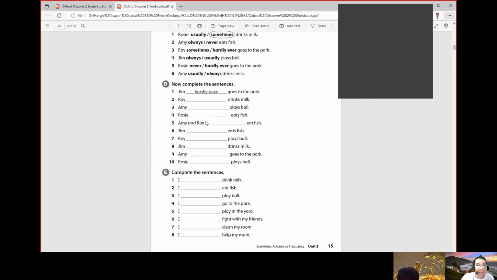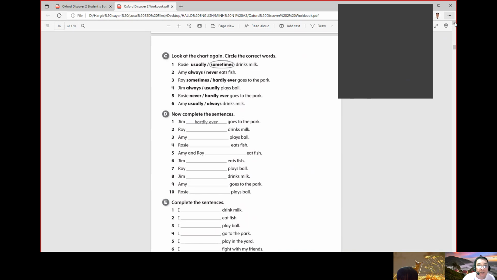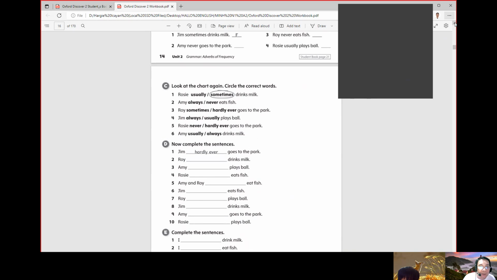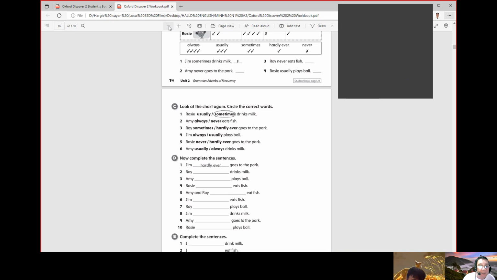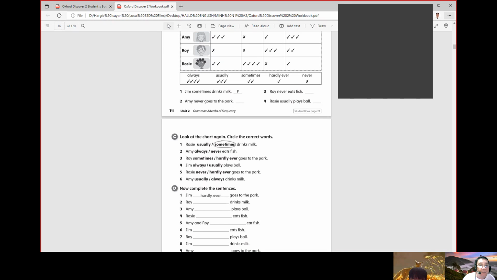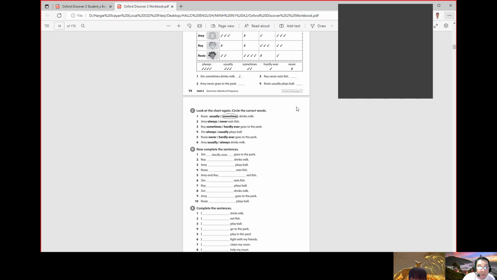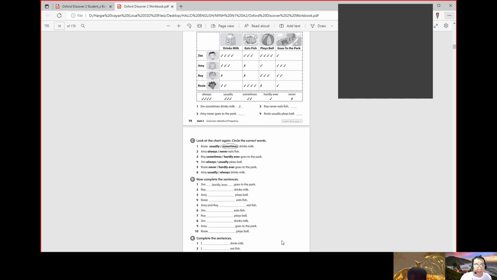Now, complete the sentences. Let's hardly try to go up again. I have to make this smaller for a moment. Okay, a little one. I hope you can see this one. Can you see it, Min? Yes. Okay, let's try now.